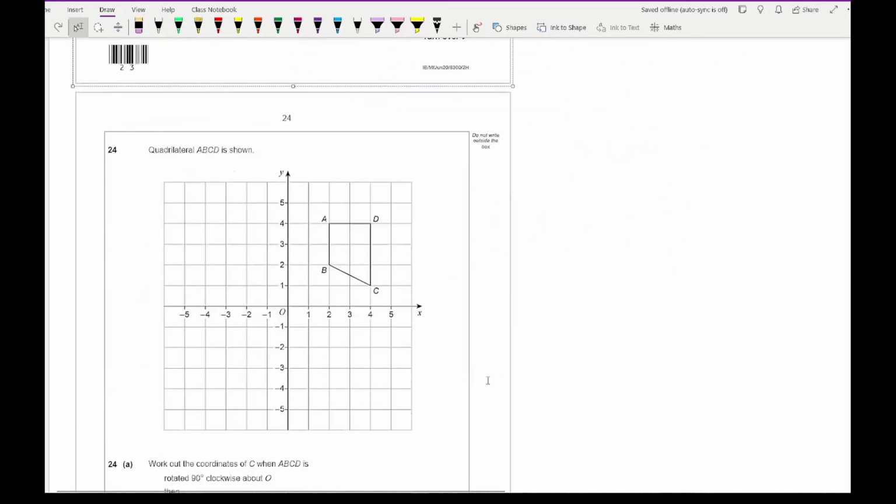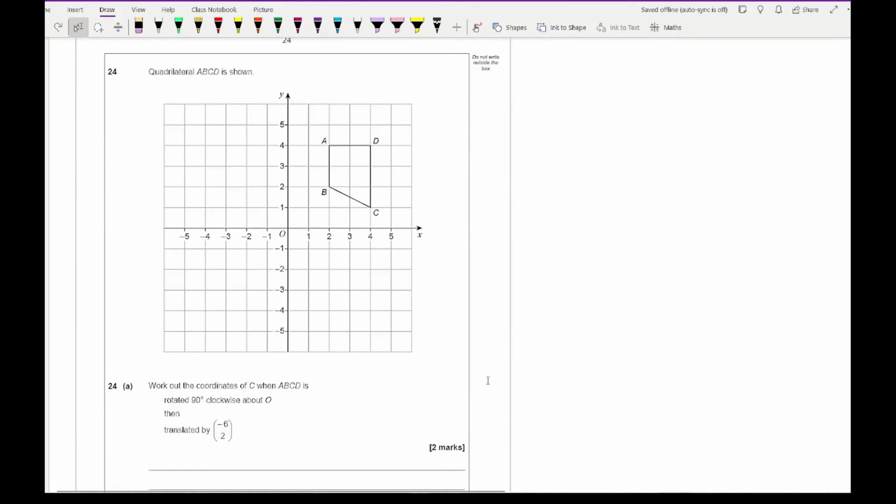So moving on to question 24, it says the quadrilateral ABCD is shown, and it says work out the coordinates of C when ABCD is rotated 90 degrees clockwise about O and then translated by the column vector -6, 2. So the first thing we want to do is rotate this shape 90 degrees clockwise. So we're going to be rotating it that way by 90 degrees.